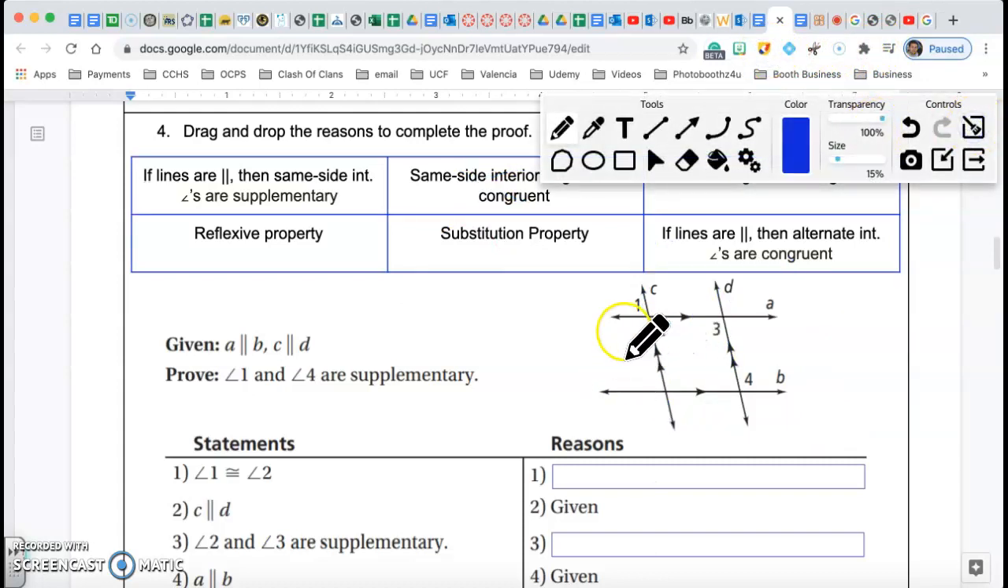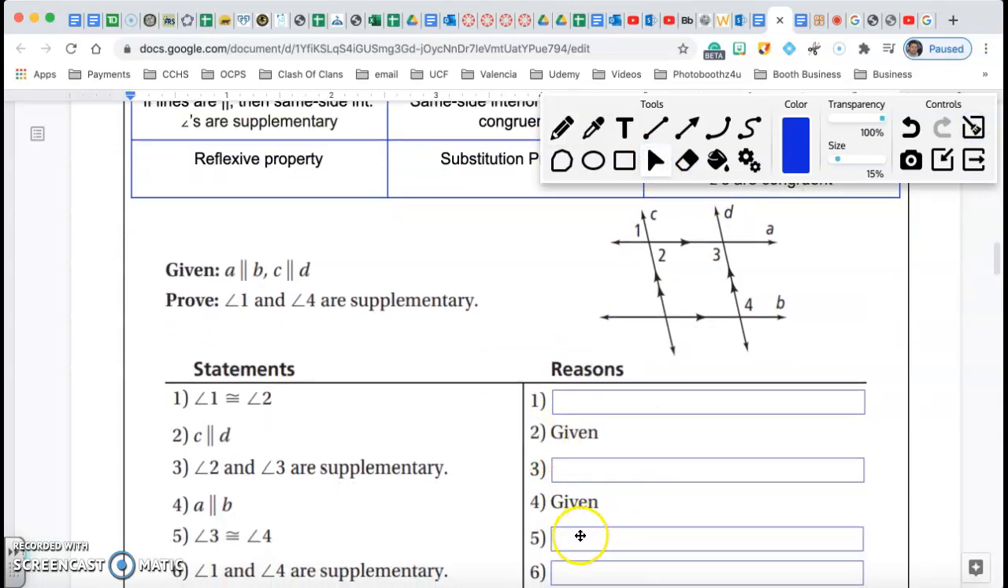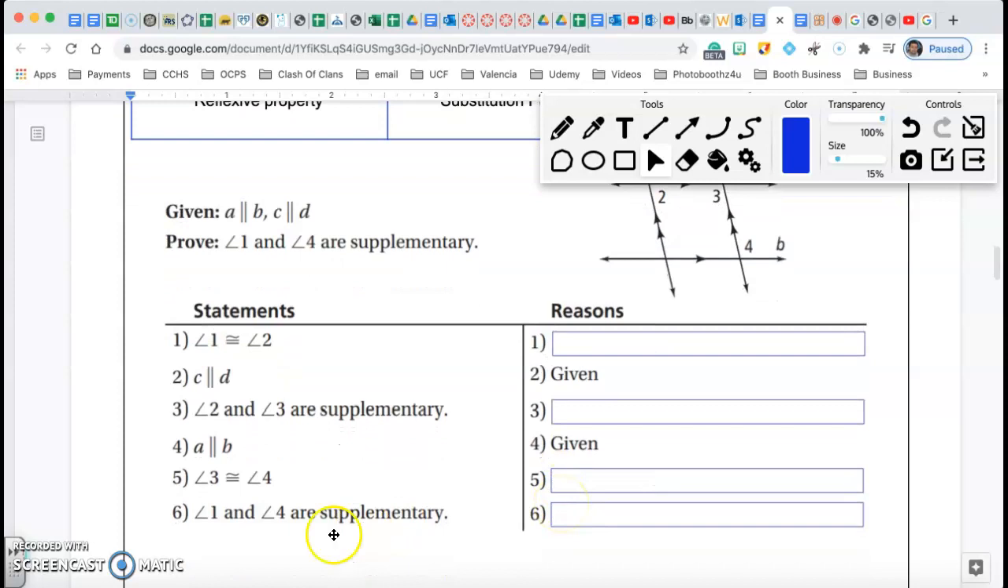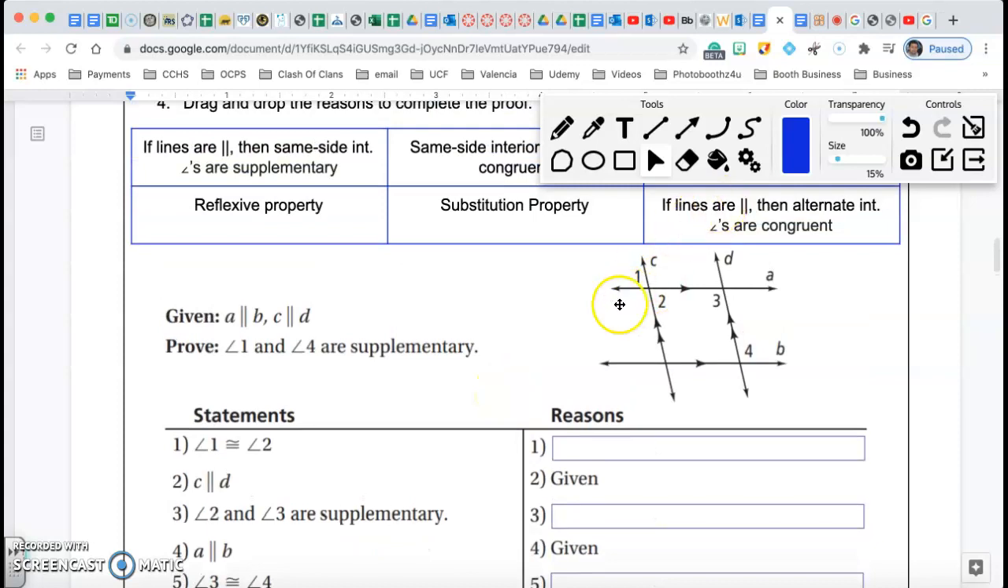So now I have these alternate interior angles, and my last question, which is what I have to prove, is angle 1 and angle 4 supplementary. That's the last statement. Angle 1 and angle 4 supplementary. So let's do a recap.